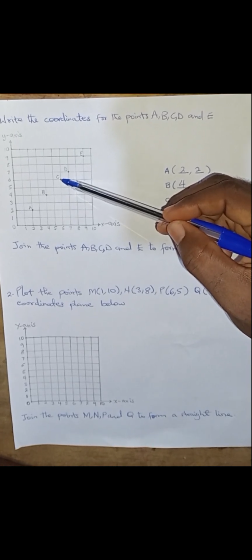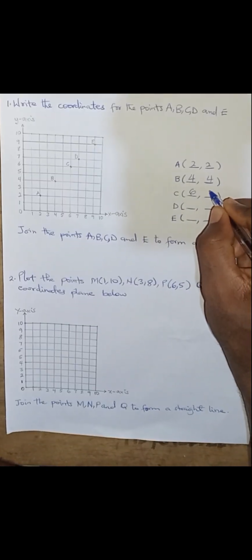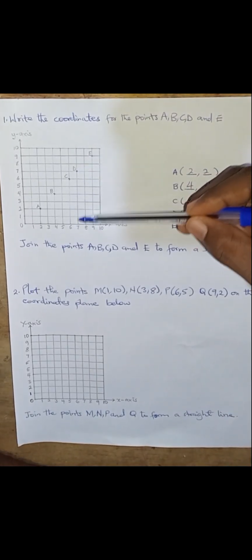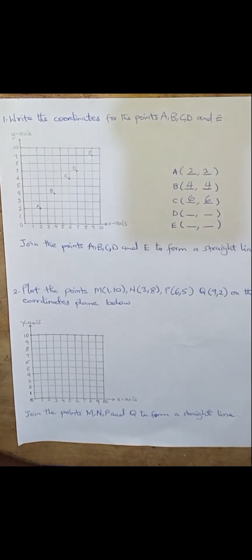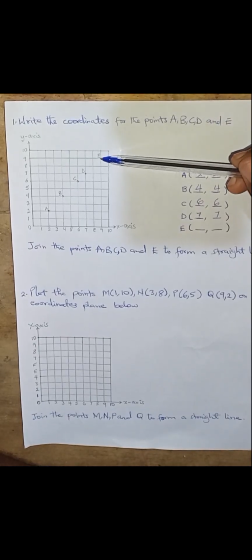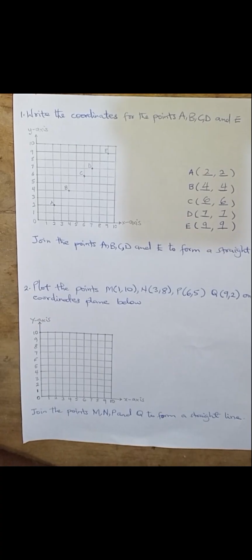For point C, we trace it down to the x-axis, 6, and on the y-axis, 6 as well. So (6, 6). As simple as that. Then D, (7, 7). Then finally, the last one, E, (9, 9). So the coordinates are (9, 9). As straightforward as that. The question continues.